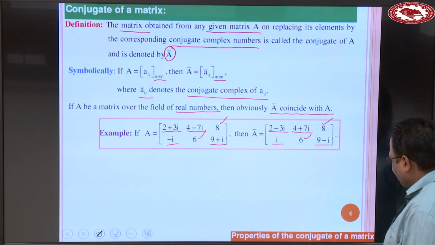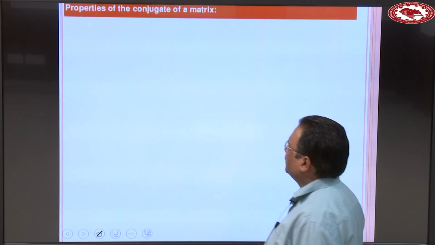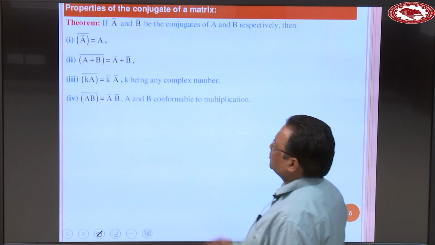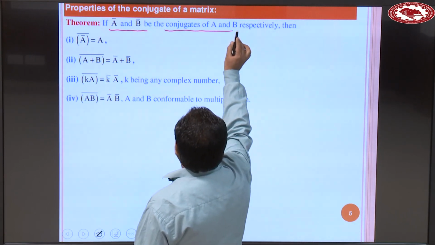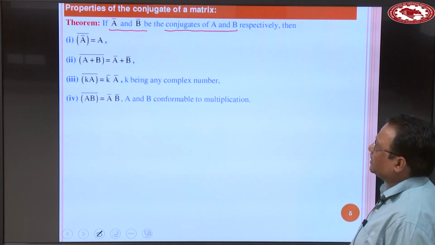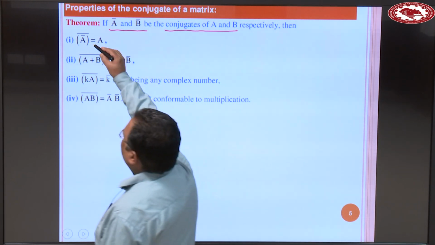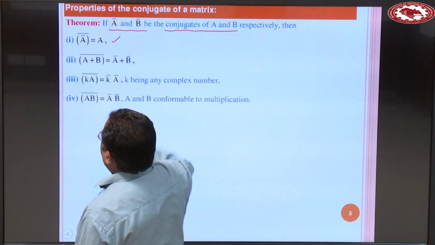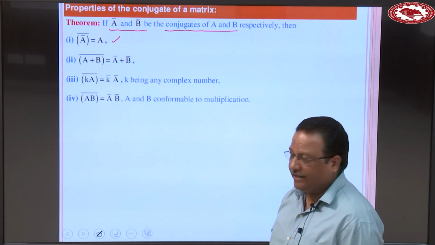Next, properties of conjugate of a matrix. What are the properties of conjugate of a matrix? If A bar and B bar be the conjugates of A and B respectively, then A bar bar is equal to A.